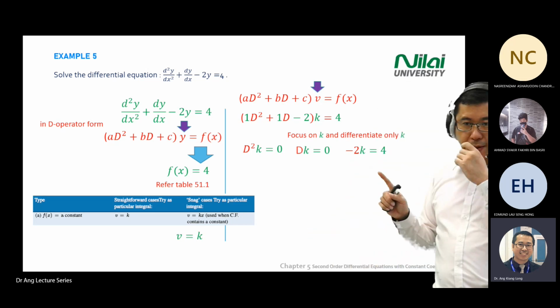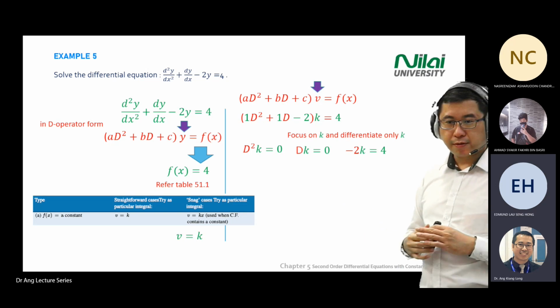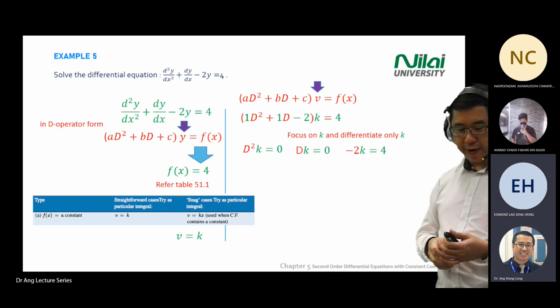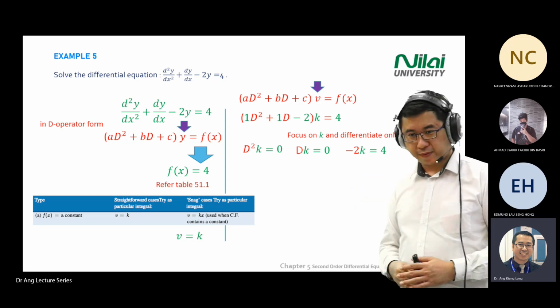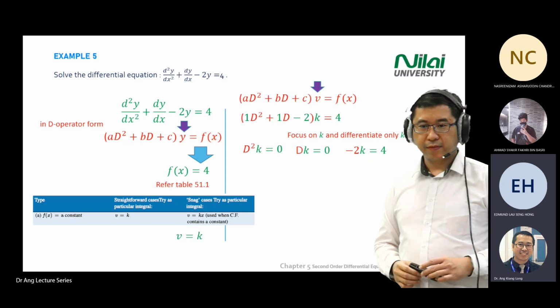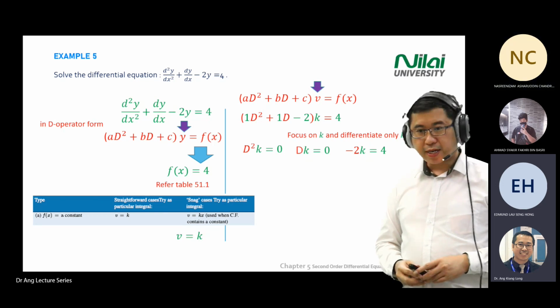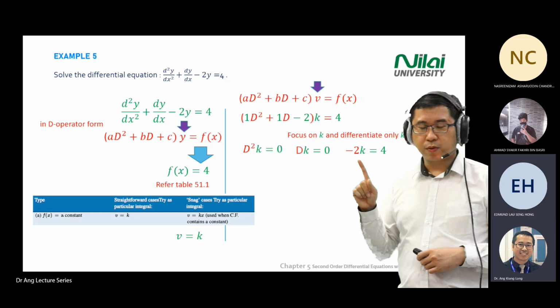K equal to, Edmund, what is your k? 4. Can you explain how you get 4? What is the value of your k? Minus 2k equal 4. What is your k? Negative 2, sir. Answer is negative 2. Okay. Amen, you understand now why negative 2? No.